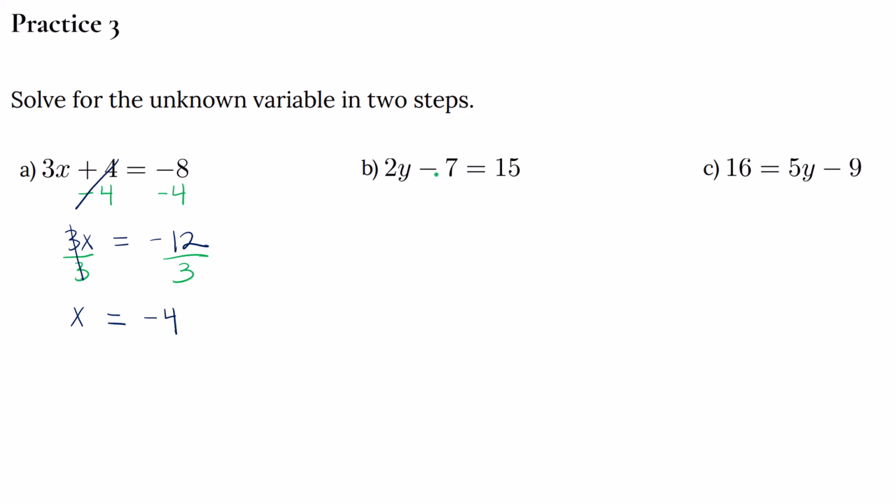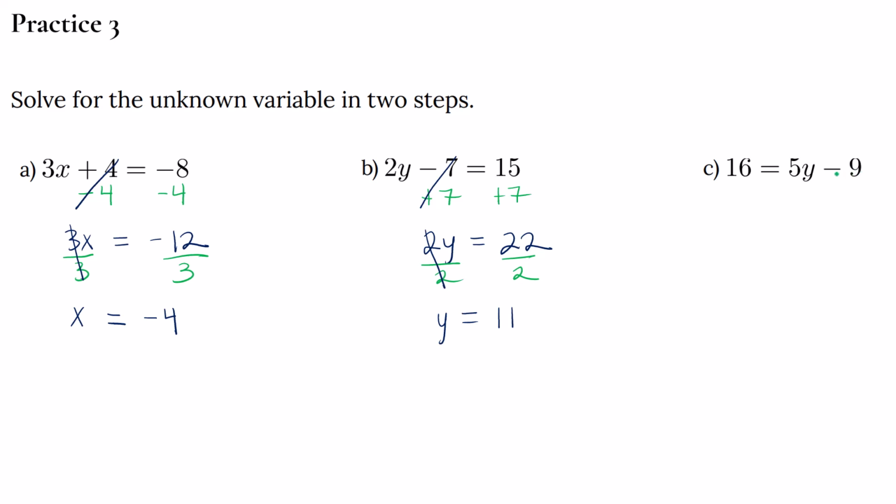For B, we're going to start by getting rid of this take away 7 from the left side. So add 7 to both sides. On the left side, -7 plus 7 becomes 0. So we have 2y equals 15 plus 7 is 22. Divide both sides by 2. And 2 divided by 2 becomes 1. Y is equal to 22 divided by 2 is 11.